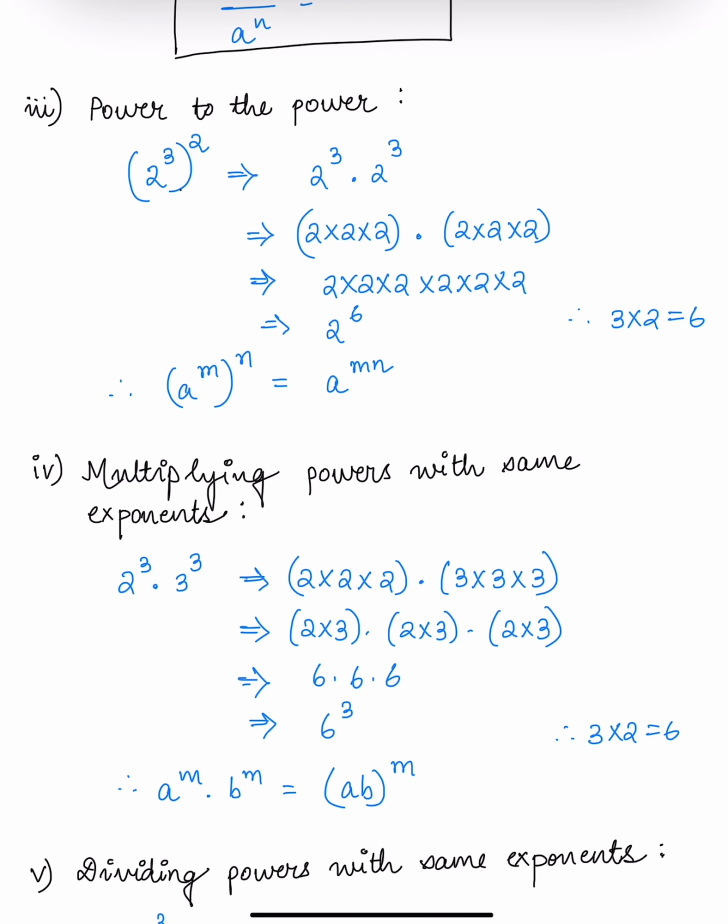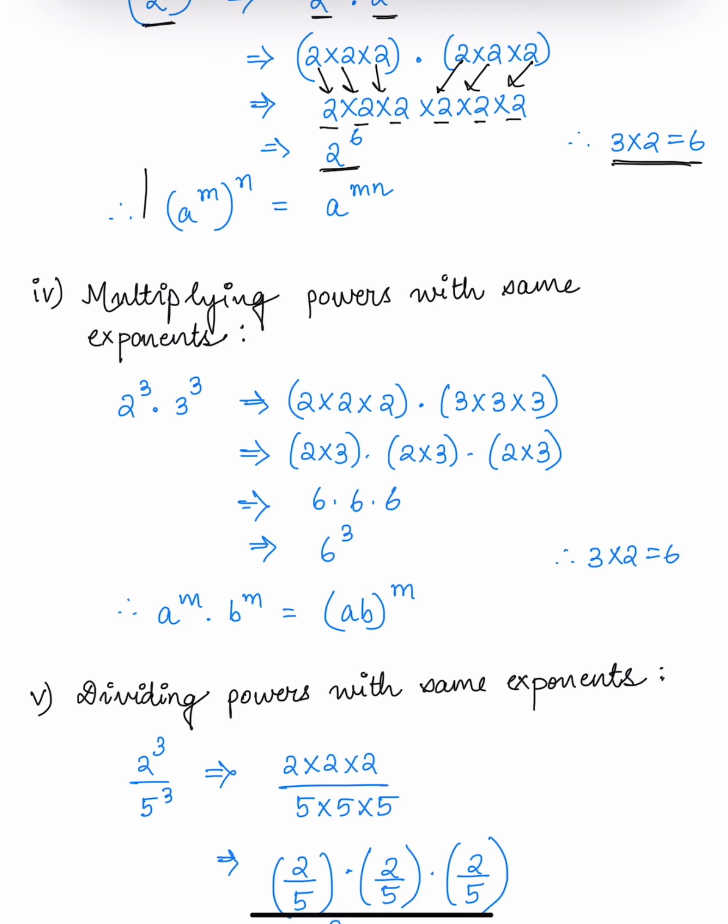So if this is the example, 2 cube raised to the power 2, we can break and write it as 2 cube into 2 cube. So this is 2 into 2 into 2 multiplied by 2 into 2 into 2. So when we write together, we get 1, 2, 3, 4, 5, 6 times 2. So that is 2 to the power 6. And when we observe, we see that 3 into 2 is also equal to 6.